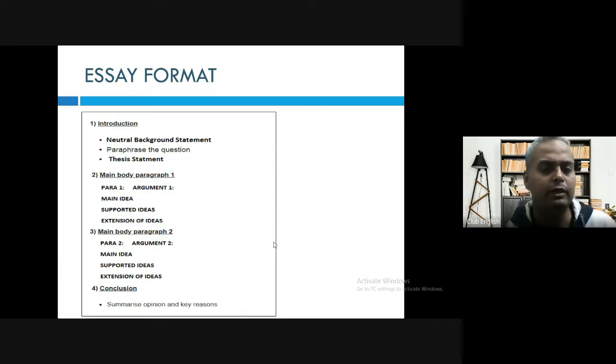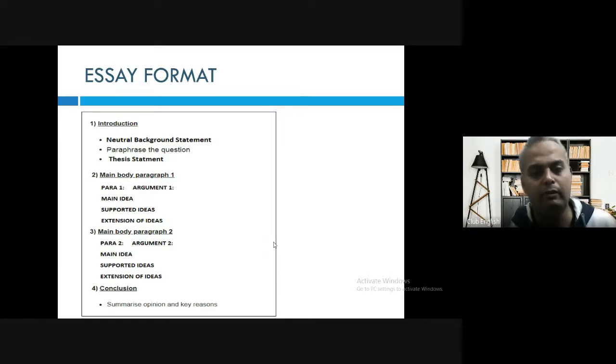The supported ideas means all those points which you have jotted down just to tell about the features of the father's parenting, like the father earns bread for the family, or the father helps them in studies or whatever. So what are those points you are going to write in the supported ideas? Then extension of ideas means again there would be an example which would be extending your point of view. So actually extension of ideas, it is just an example.